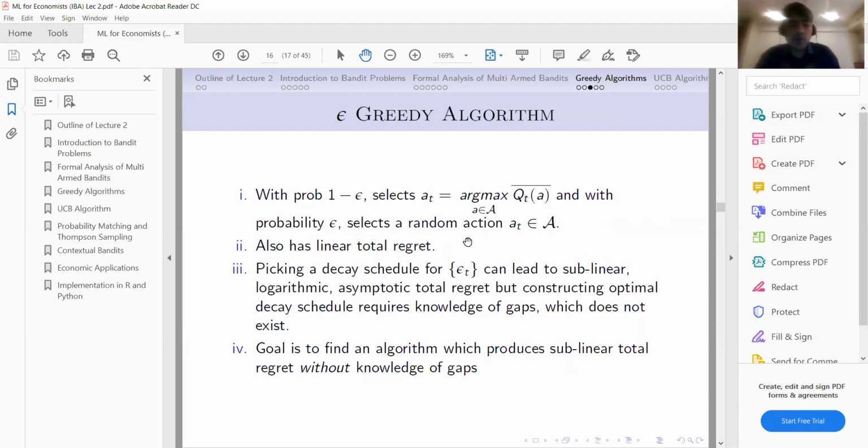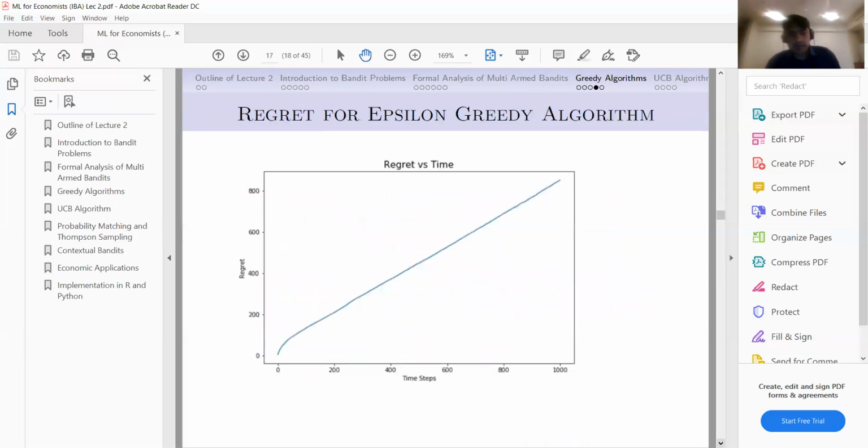So you're exploring, and this guards against over exploitation. It allows you, with some small probability, to explore even arms which have fared not so well so far, but they may actually be optimal arms. But again, this also has a linear total regret, for the epsilon greedy algorithm as well as the optimistic greedy. And you have this kind of regret over time, which is linear.